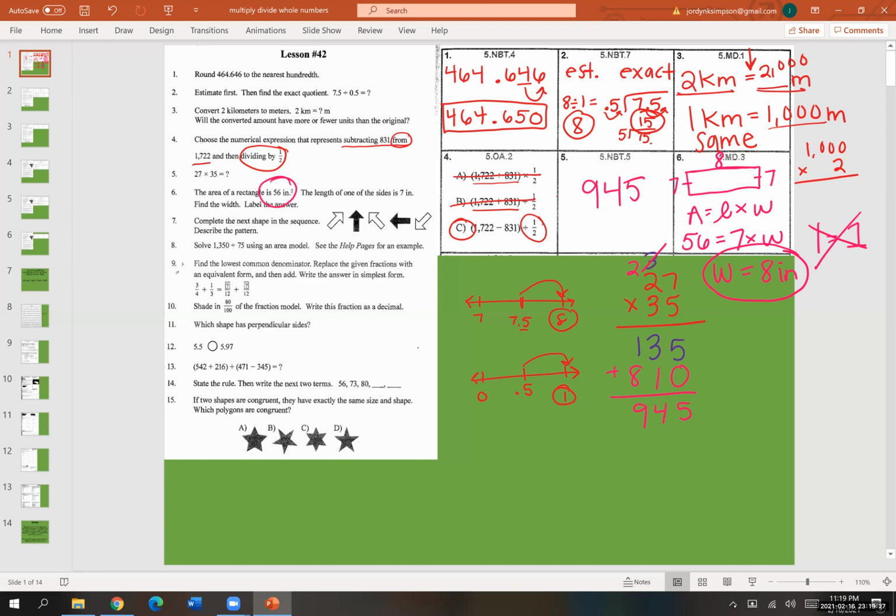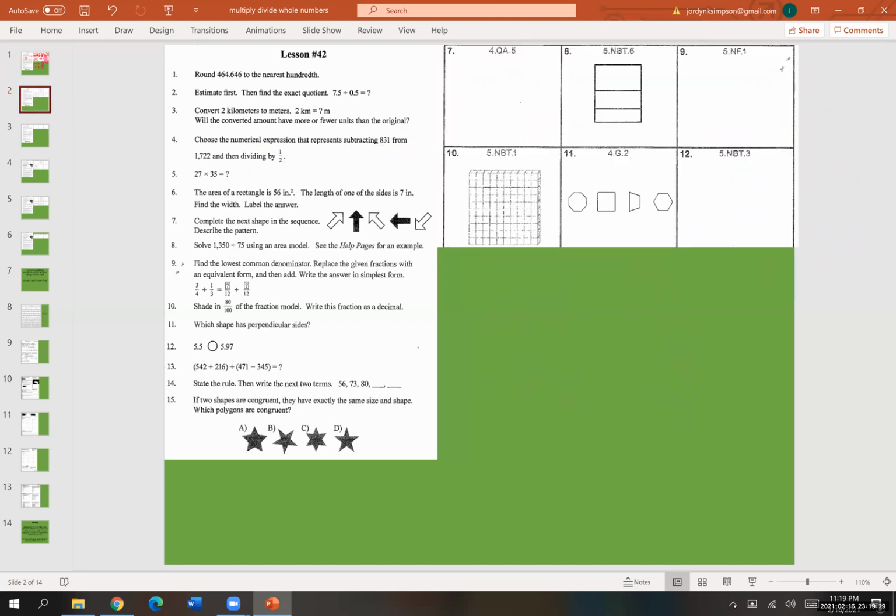All right, let's go ahead. I have a second one. We're going to do 7 through 12 on this side. All right, so number 7, it says complete the next shape in the sequence, describe the pattern. So it went from going up to the right, straight in the middle, up to the left, straight in the middle, down. So then it would be straight down. So if you just draw a straight down arrow, it's basically rotating to the left, rotating, rotating, rotating.